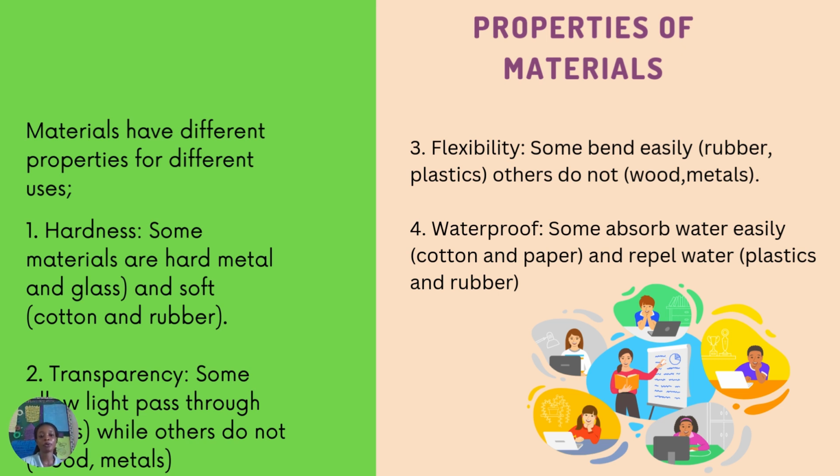The fourth property of materials we're looking at is what we call waterproof. Now, what do we mean by waterproof? Some materials absorb water easily, for example cotton and paper, while other materials repel water, for example plastics and rubber. So examples of materials that repel water are your plastics and rubbers. They do not allow water to pass through them at all. They do not absorb water.